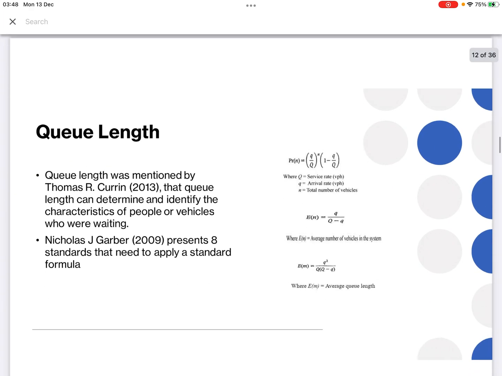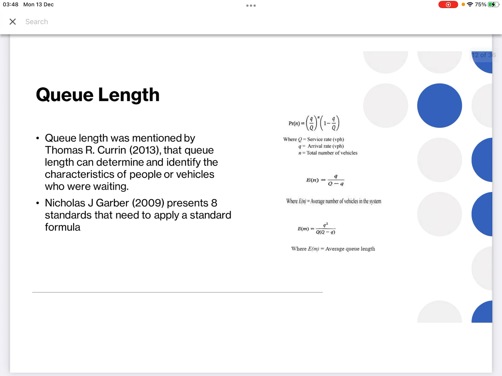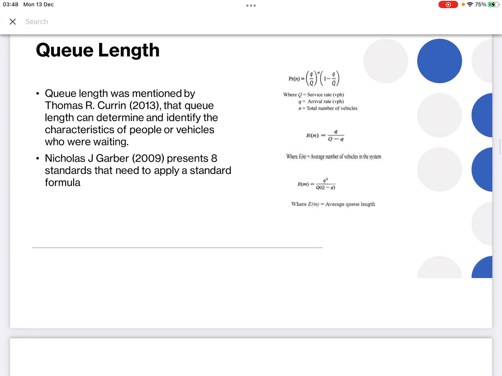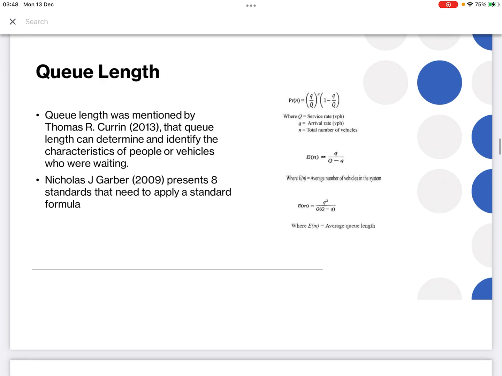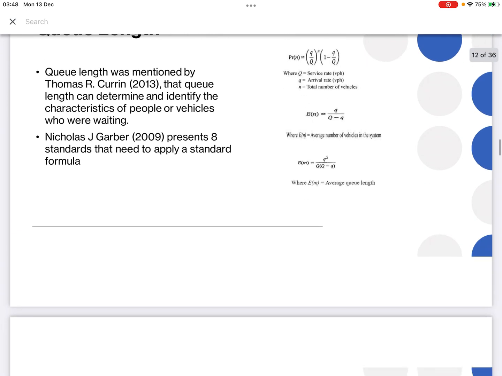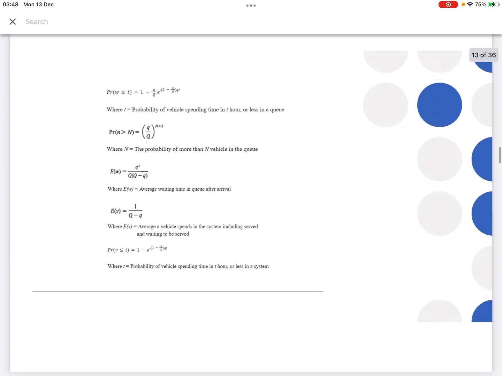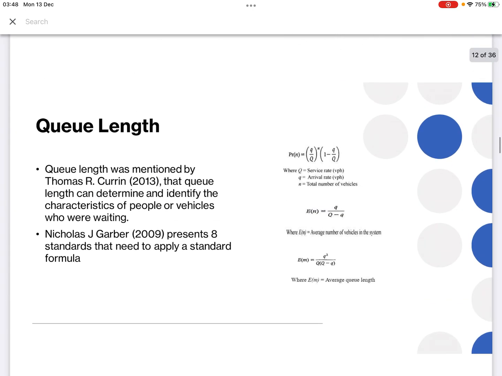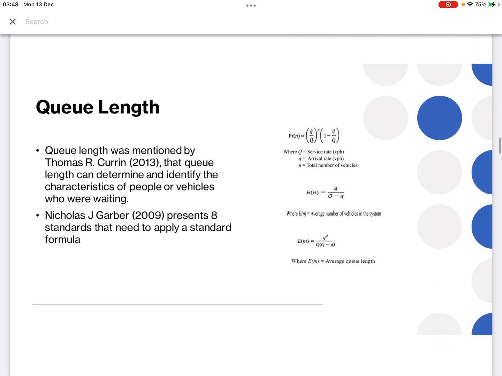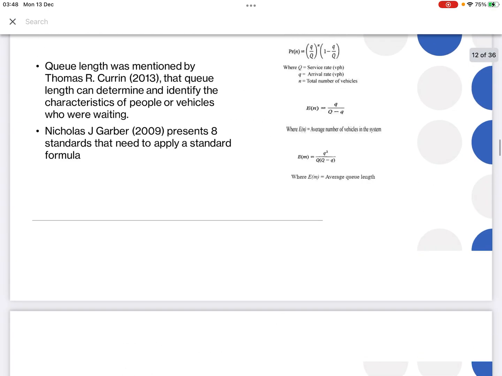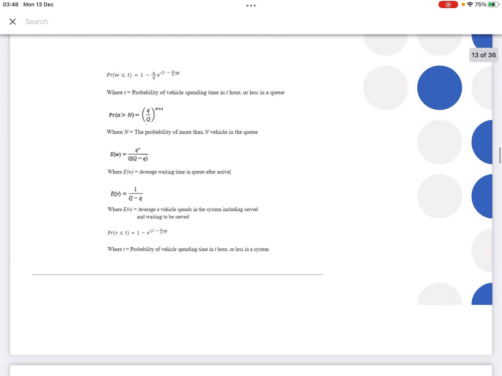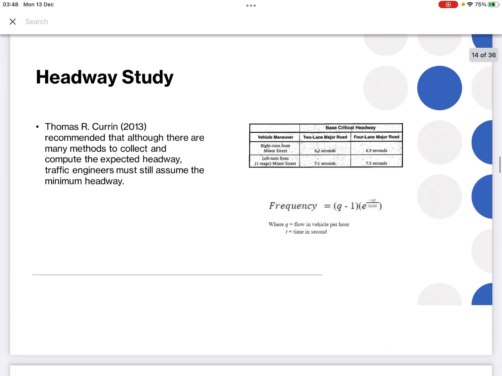observed results. Queue length was mentioned by Curlin that queue length can determine and identify characteristics of people who are waiting. Here on the right, there are three equations: Q, big Q service rate, small q arrival rate, and its total number of vehicles. Here are our equations.